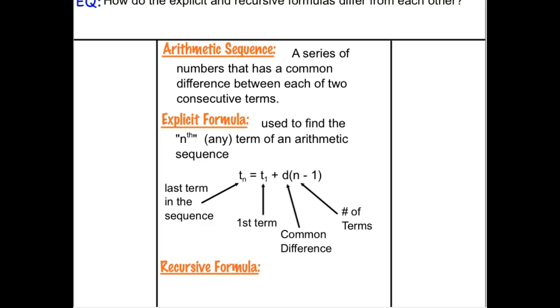So what's going to end up happening when you use this and find your explicit formula? It's going to come out into a format similar to y equals mx plus b, except it'll be t sub n equals basically d times n plus some number, which actually ends up being t sub 0, but that's not in your sequence.